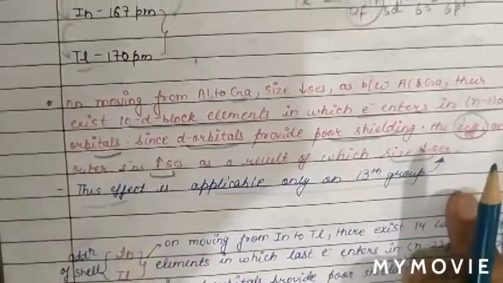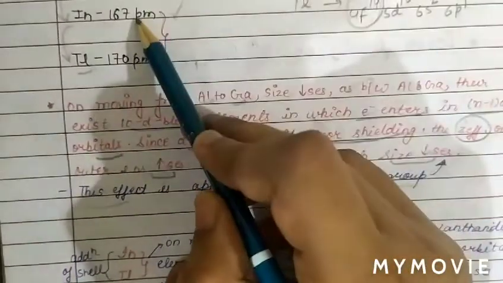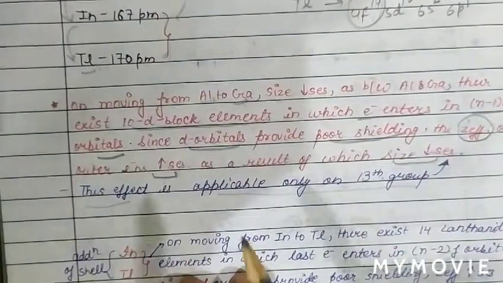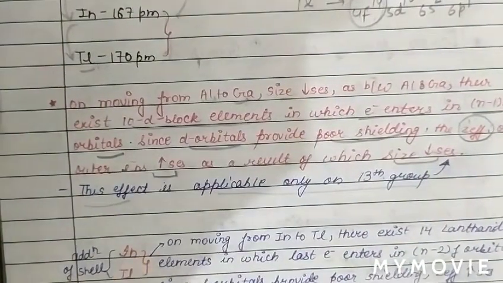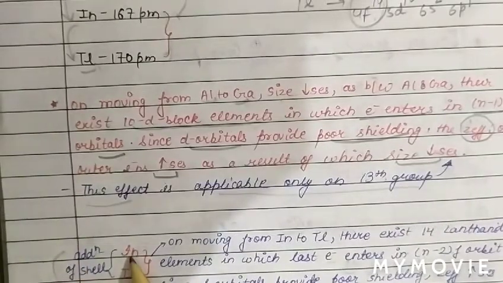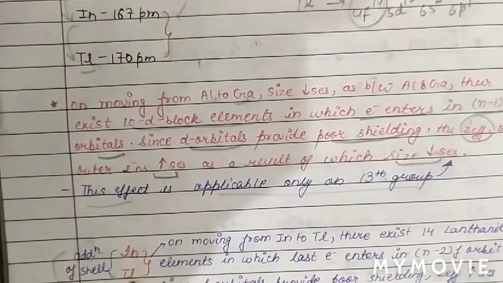So basically, when we move from indium to thallium, we can see there is very small change in the atomic size. There is addition of a shell, because indium belongs to the 5th period and thallium belongs to the 6th period.